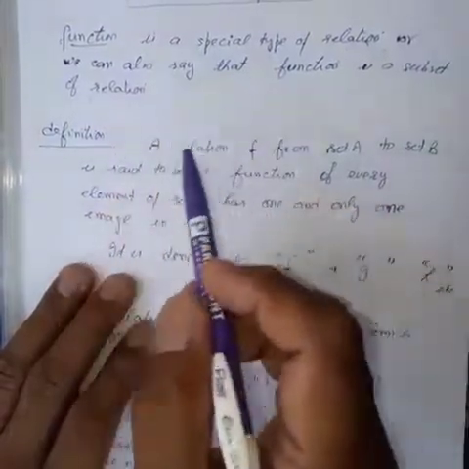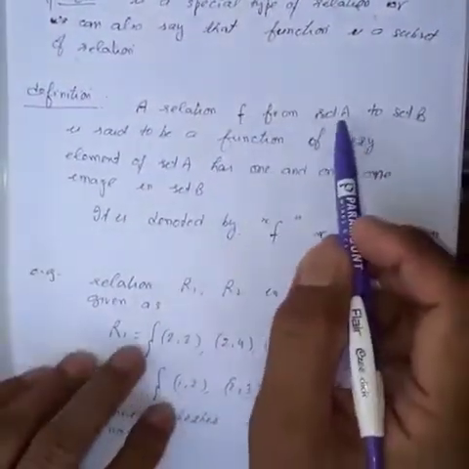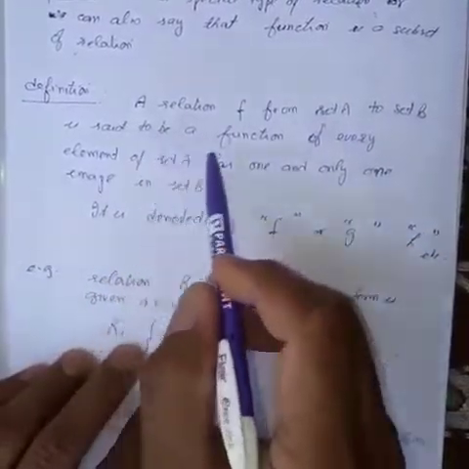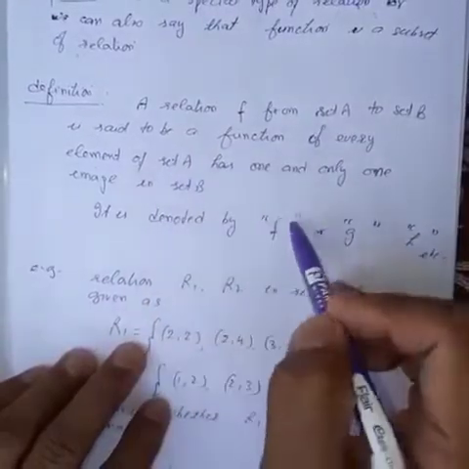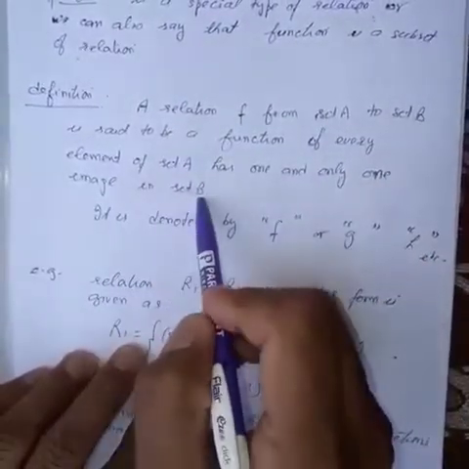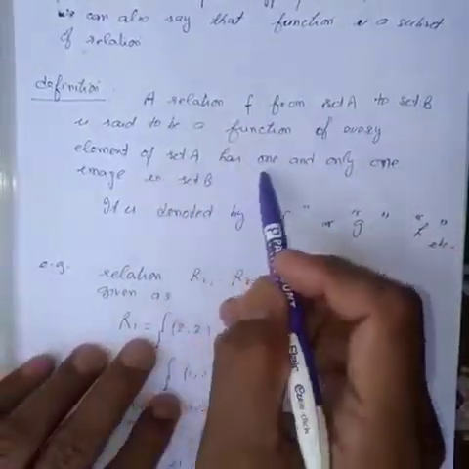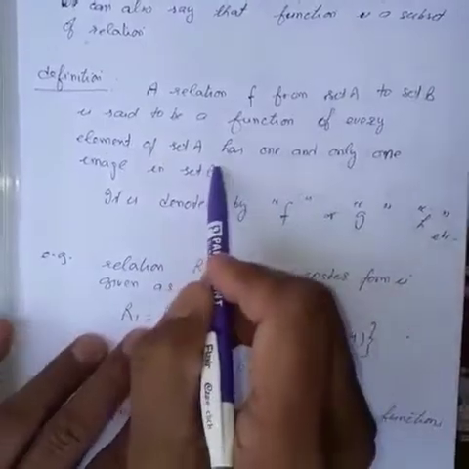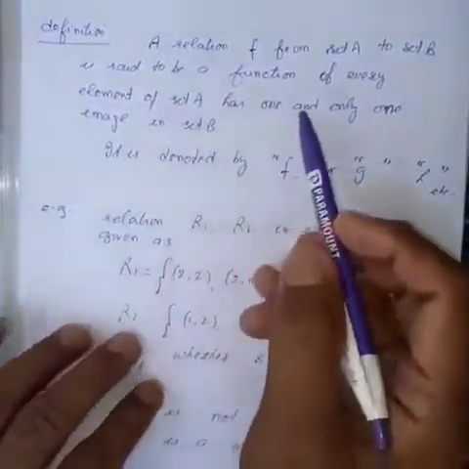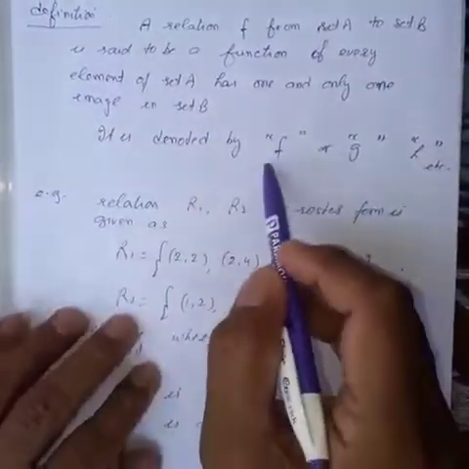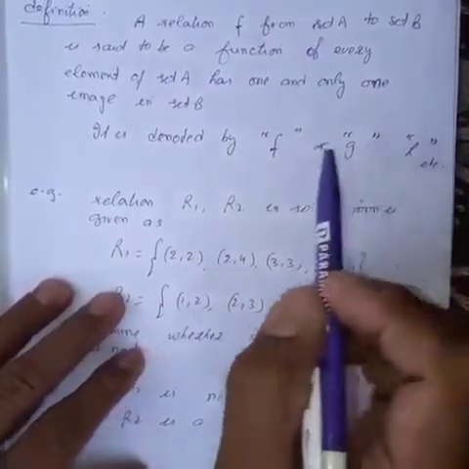So now the definition: a relation f from set A to B is said to be a function if every element of set A has one and only one image in set B. For the elements of A in B, there should be one and only one image. We can also say that the image of A should be unique. There should be only one image. It is denoted by the symbol f. We can also represent this symbol by g, h, etc.